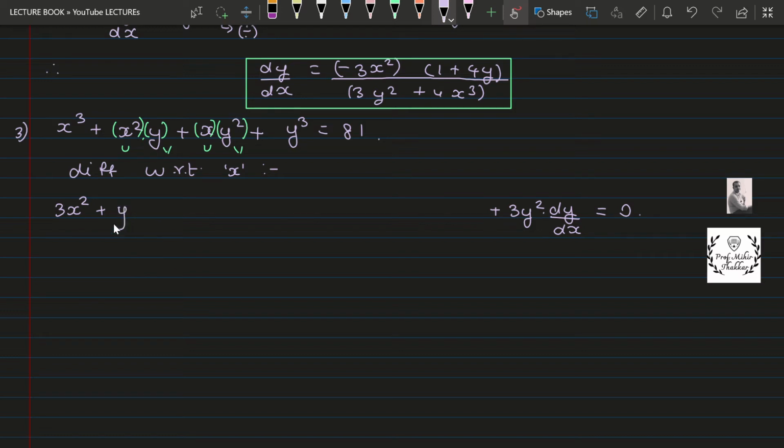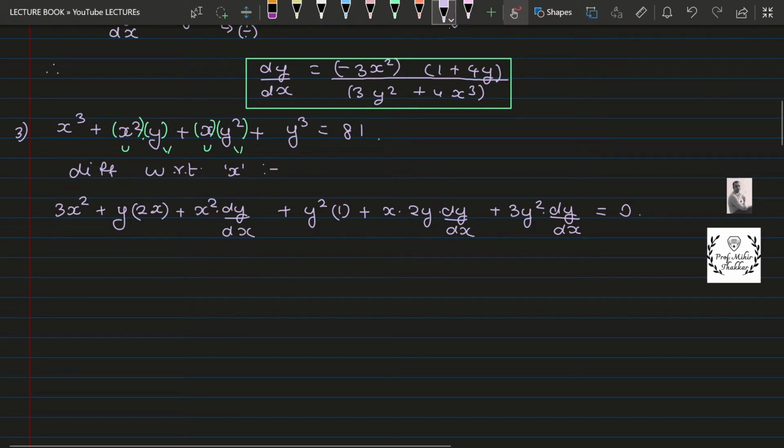v derivative of u, so y into derivative of x square, which is y into 2x plus x square into derivative of y, so it is just x square dy by dx, plus for the next term again y square into derivative of x, so it is y square into 1, plus x into derivative of y square, so it is x into 2y into dy by dx.